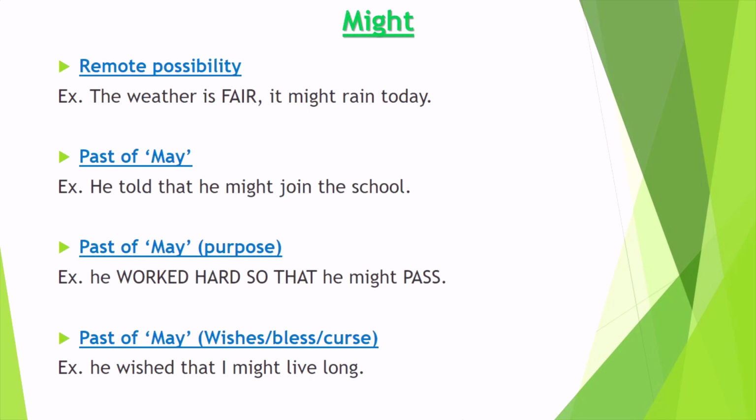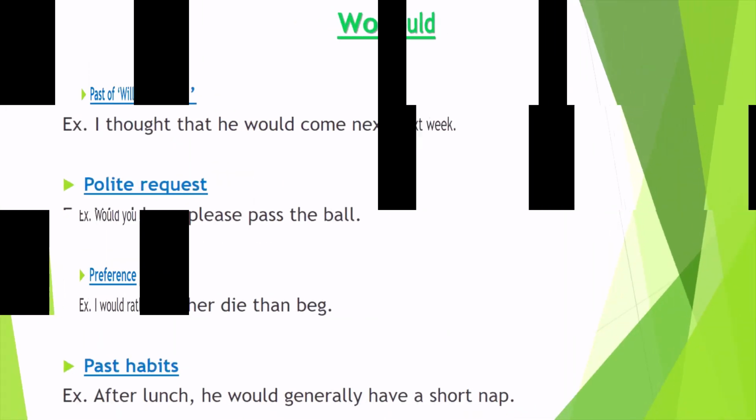And for wishes, for blessing, for cursing also, he wished that I might live long. So in both the sentences, the first part which was given, he worked, that is past. He wished, that is past. So with this, I use the past form of may. So remember this thing also, that whenever the first part of the sentence is in past, we must use past only in the second part.